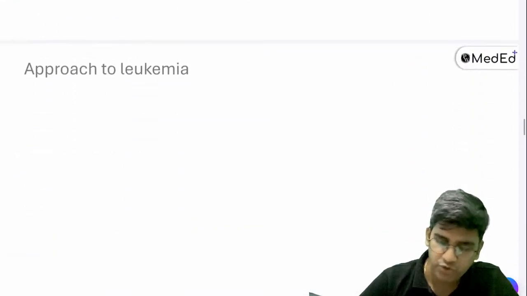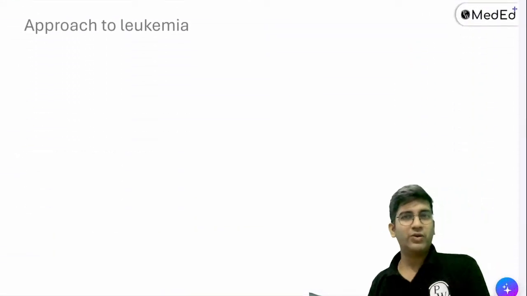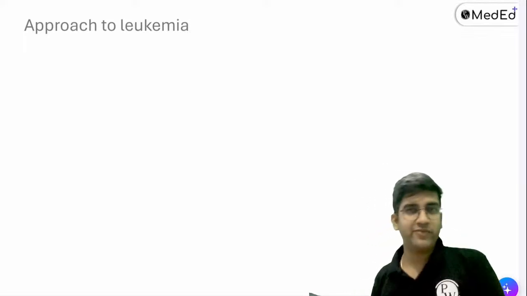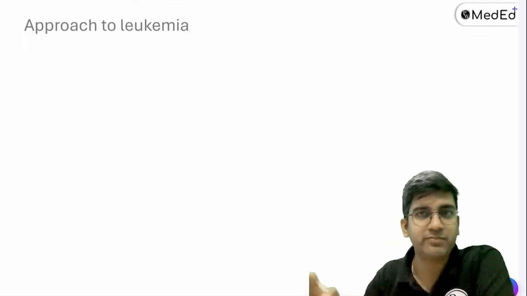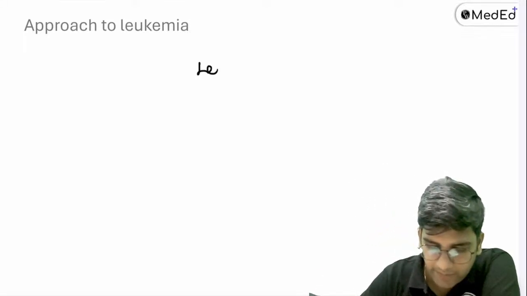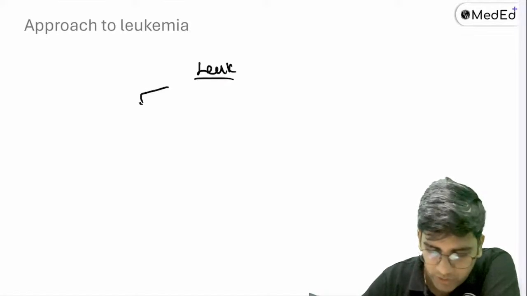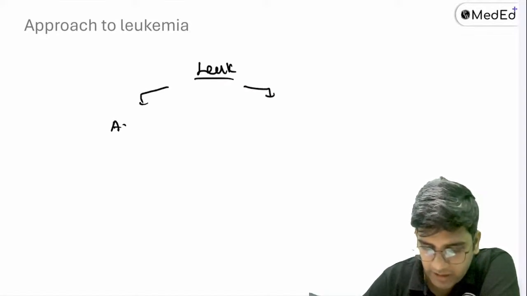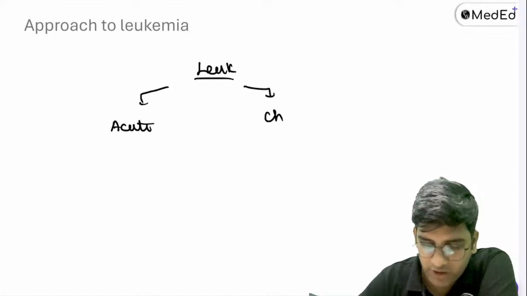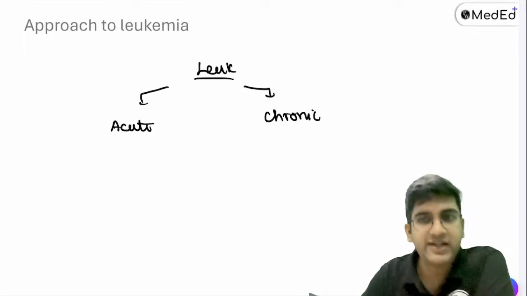Now let's look at the approach to every leukemia. Why look at only chronic myeloid leukemia? Let's take almost every leukemia, because every leukemia has a very simple approach, right? So when you have a leukemia, we divide leukemia into 2 major groups. We call it an acute leukemia. We call it a chronic leukemia. How do we divide acute and chronic?